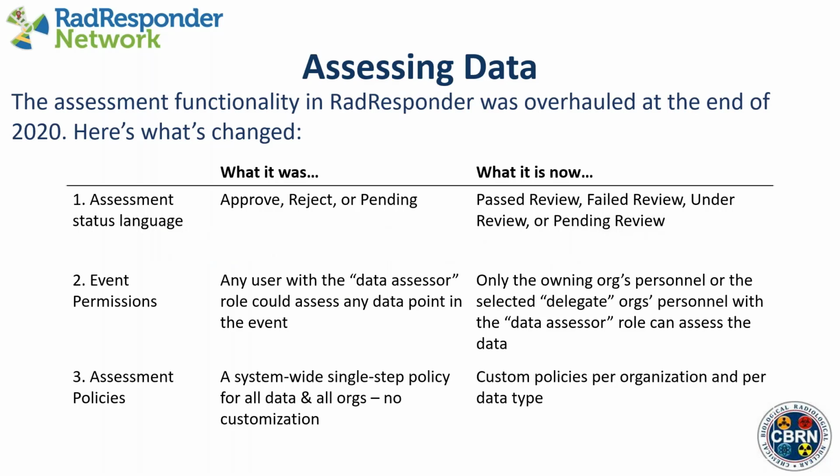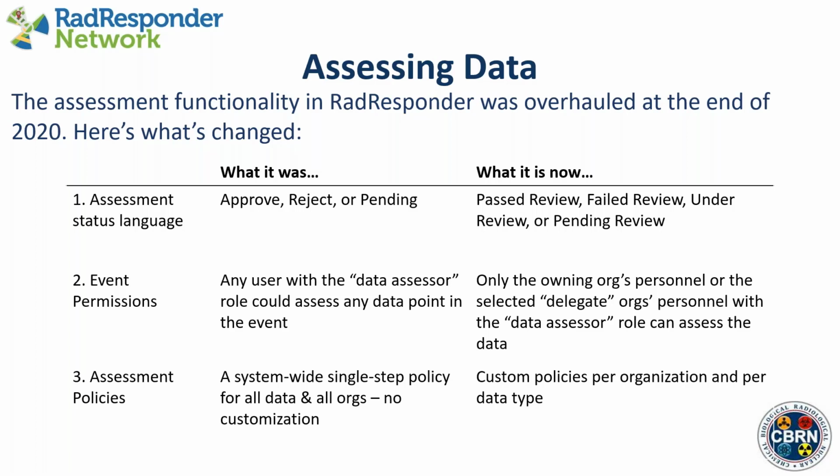The assessment functionality in RadResponder was overhauled at the end of 2020, and here's a list of things that have changed. The assessment status language was approve, reject, or pending, and now, in order to accommodate multiple levels of assessment, it's passed review, failed review, under review, or pending review.